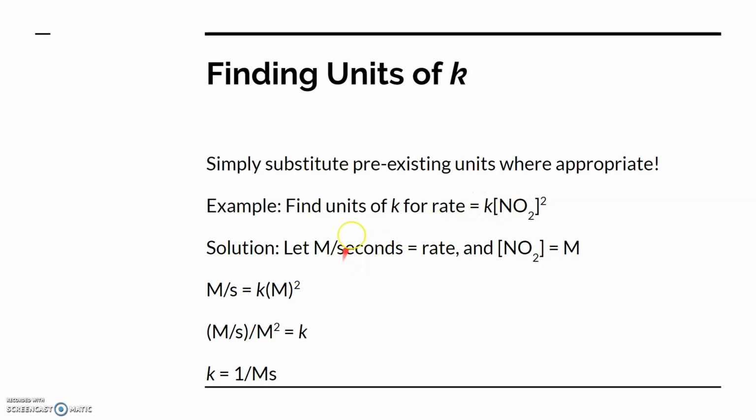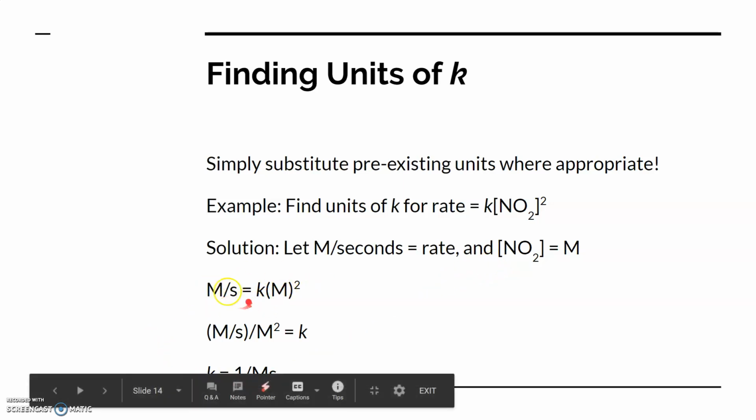To solve this problem, simply let molarity over seconds equal the units of the rate, and let molarity equal the units of the concentration of NO2. So if you jot down that relationship, you'll get something that looks like this. And if you divide both sides by molarity squared, you will get molarity over seconds. The quantity molarity over seconds divided by molarity squared equals the units of K, which simplifies to 1 over molarity times seconds as your units for K.